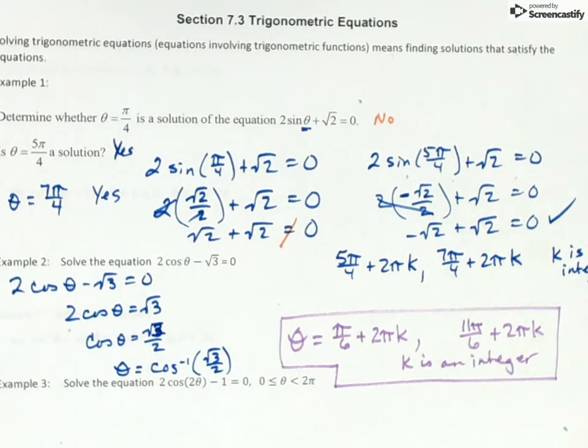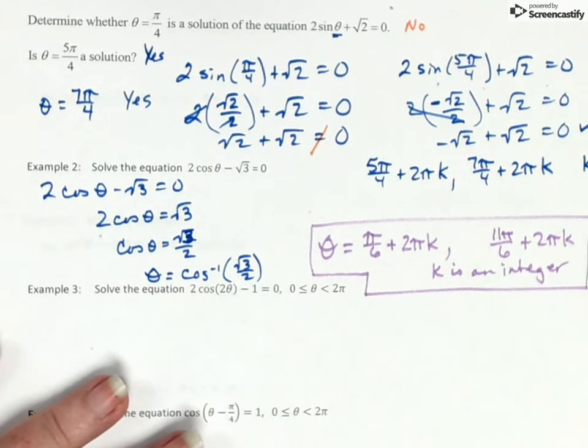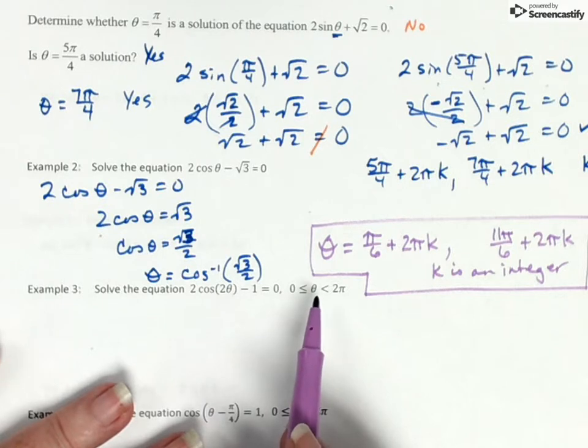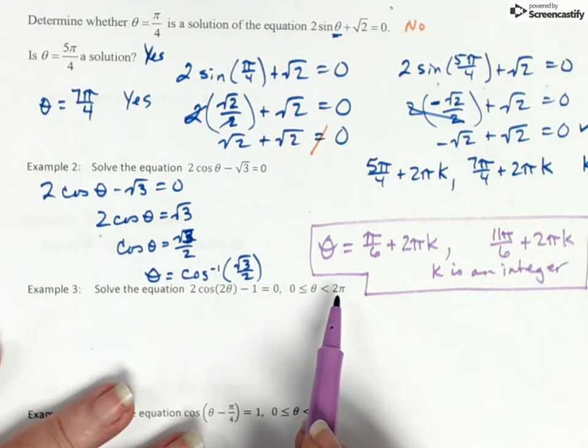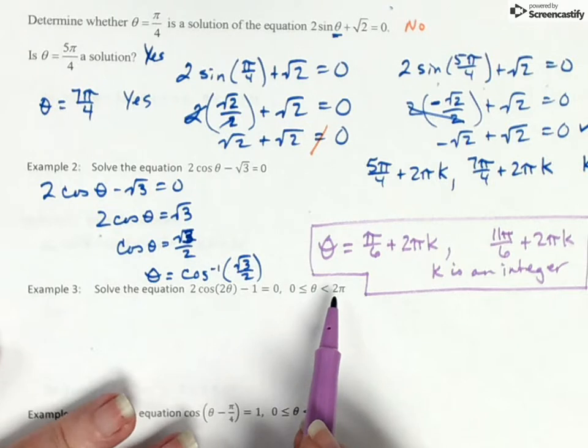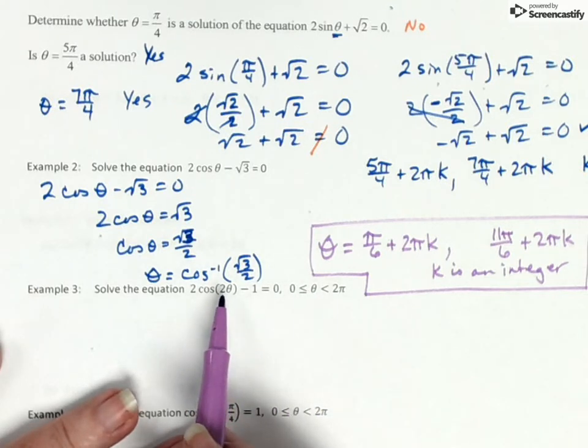So let's take a look at this next problem. How is this problem different? This problem is different in a couple of ways. First of all, they don't want every answer in the whole wide world. They only want the answers between 0 and 2 pi. Well, what that means to me is they only want the solutions one time around the circle. But here's a problem.